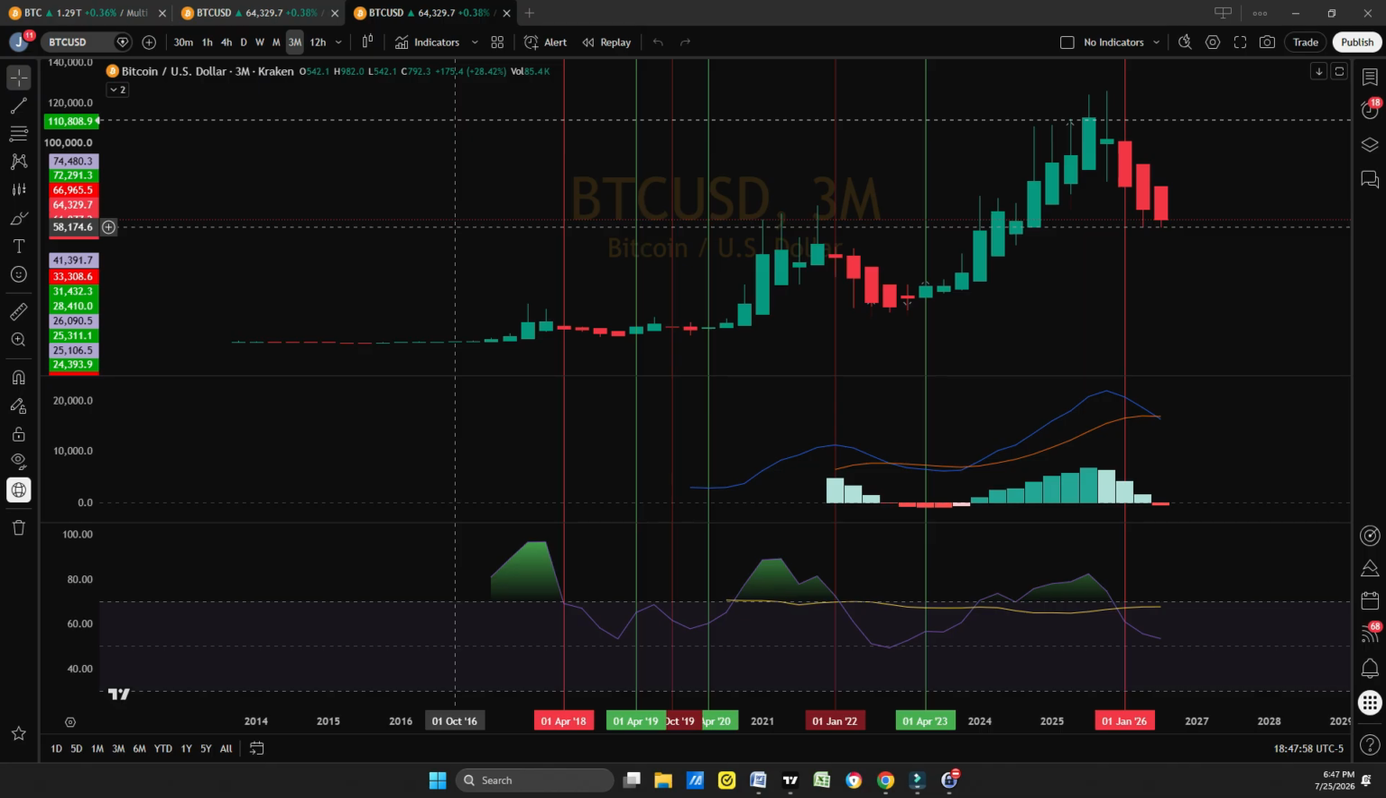All right, so what I did was I drew a red line on the first red candle of a downtrend on the 3 month chart. Keep in mind, it's 3 months for a candle. And a green line on the first green candle of an uptrend. Of course, on the 3 month, these would be considered downtrend and uptrend.